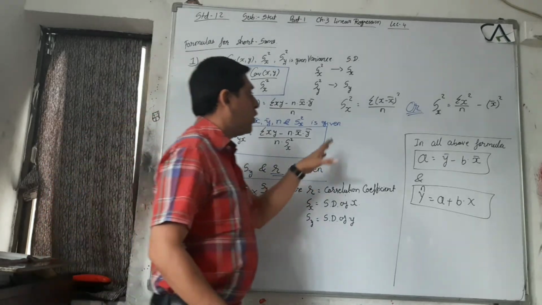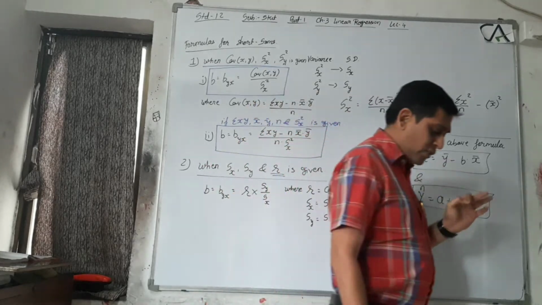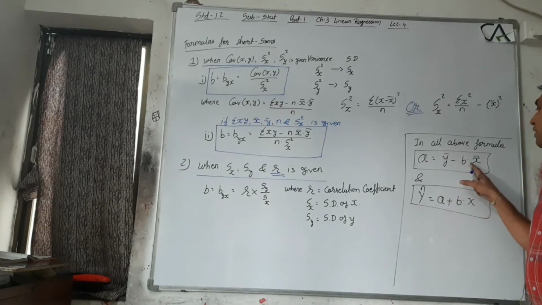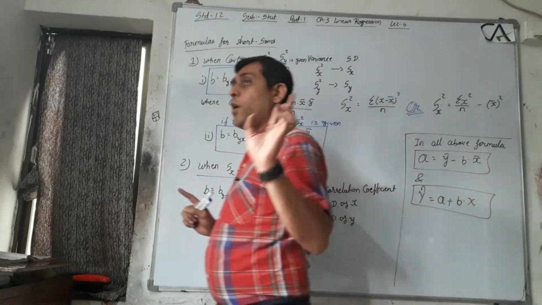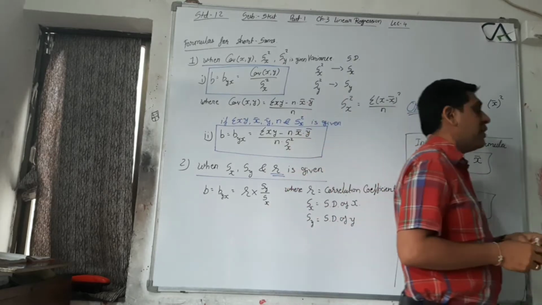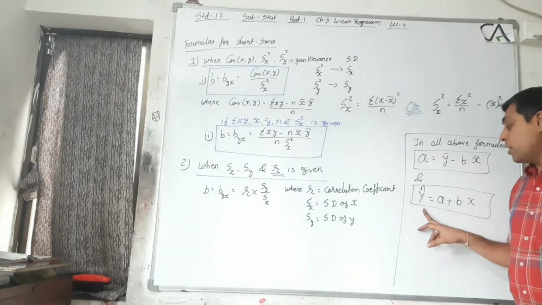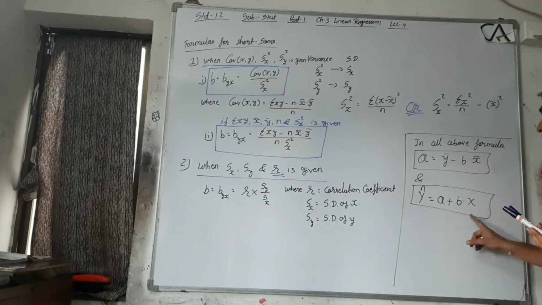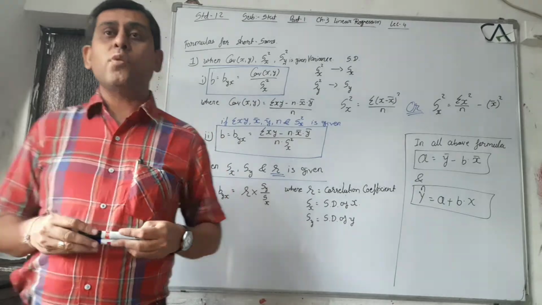In all the above formulas, A is common. A is always common in this chapter. The formula for A is only one: y bar minus b x bar. Whether long sums or short sums are given, you have to take A is equal to y bar minus b x bar, as well as y cap, that is, the regression line of y on x: y cap is equal to a plus bx. This is the formula.